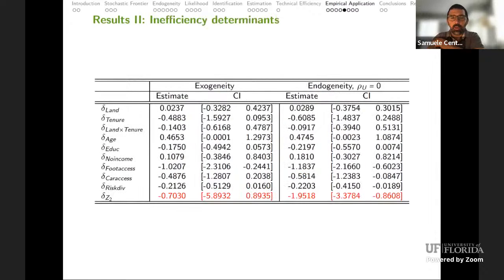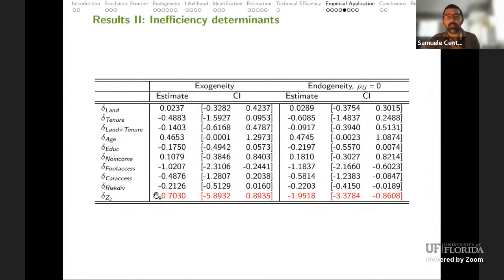Now, in the efficiency determinants, which is the part that is of interest to me, again, I get qualitatively very similar results. The coefficient that I'm interested in is delta Z2. I want to see whether the treatment affects the level of inefficiency or not. And actually it does, negatively, which is good because that's what we would like the treatment to do, to decrease the level of inefficiency, to get the farmer closer to the frontier.